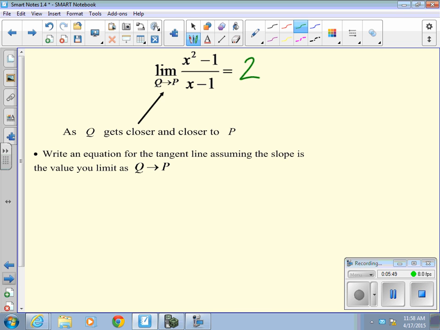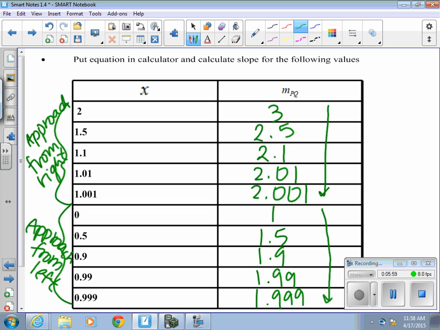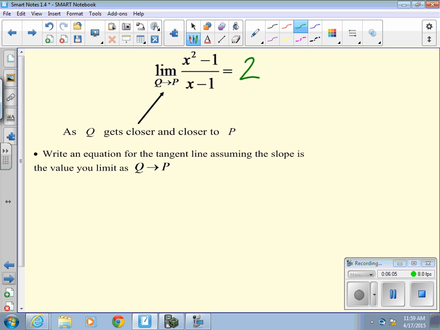You don't know much about this notation here, but it says the limit as q approaches p. We'll learn more about limits later this chapter, but what it means is as q gets closer and closer to p, which is exactly what we did on this table. We got closer and closer to p from one side, and then closer and closer to p from the other side. So, we know our 2 is our slope. So our slope is 2.